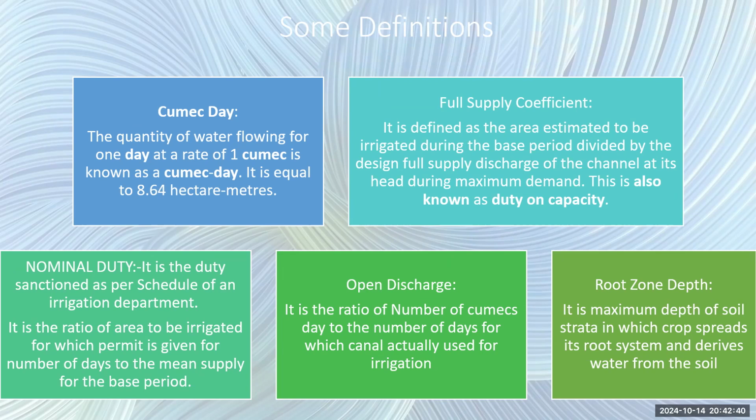Root zone depth is the maximum depth of soil strata in which the crop spreads its root system and derives water from the soil. So with this, today we'll stop here, and in tomorrow's lecture, we will solve problems based on this.